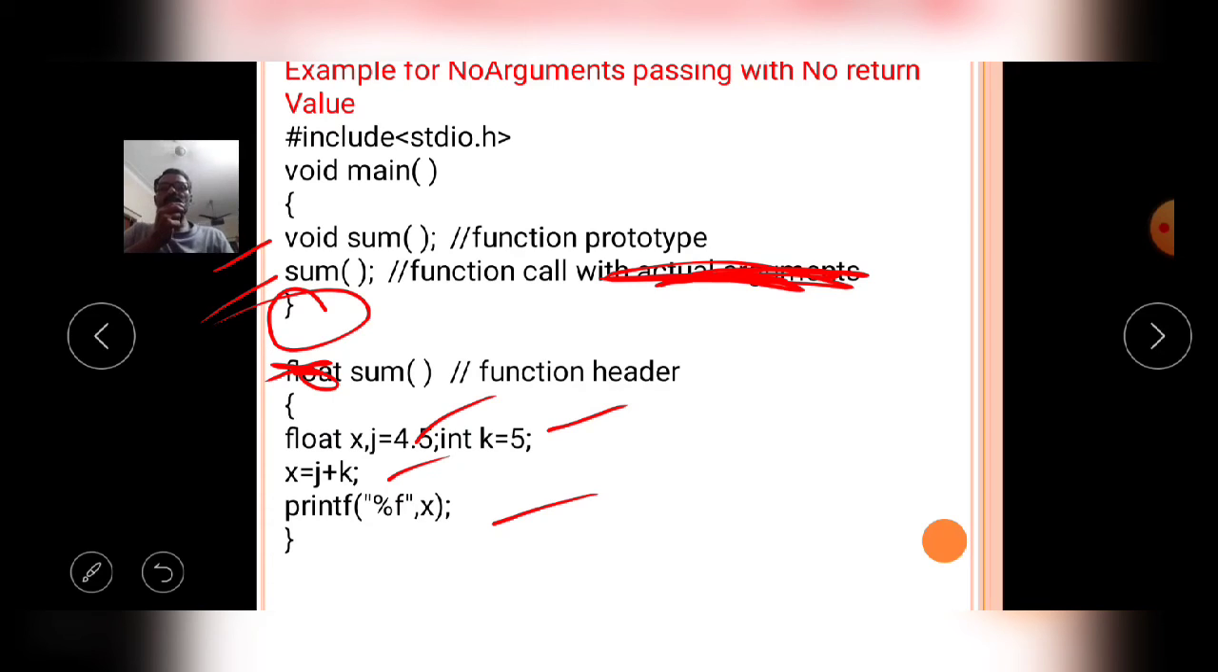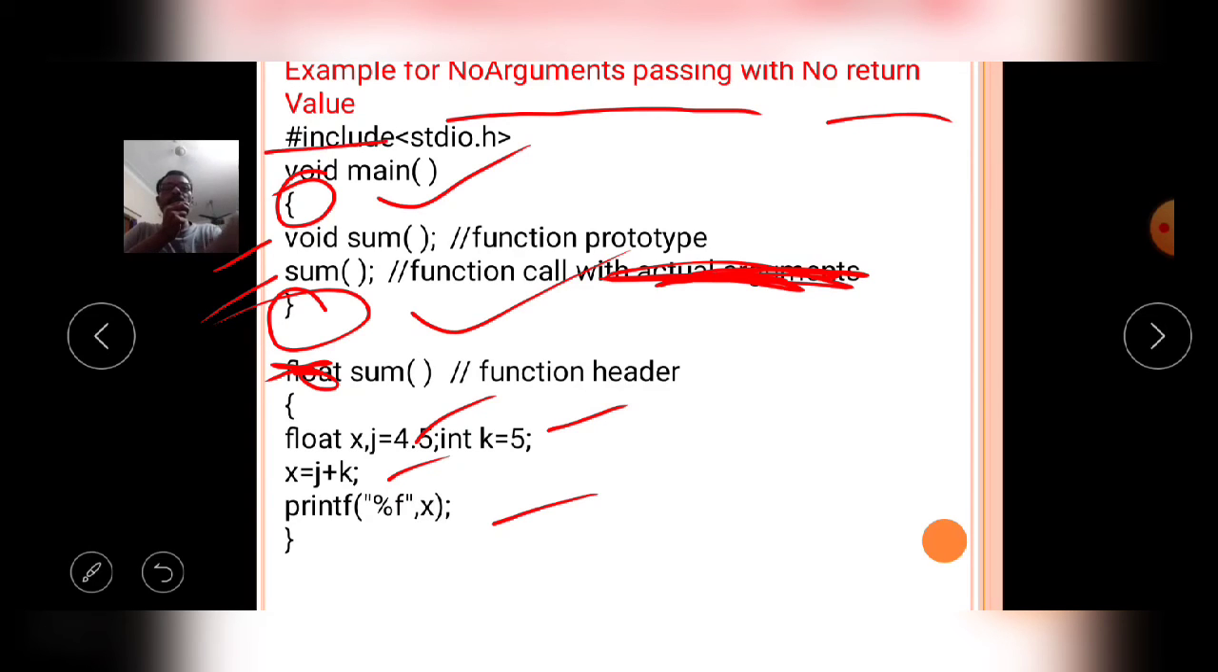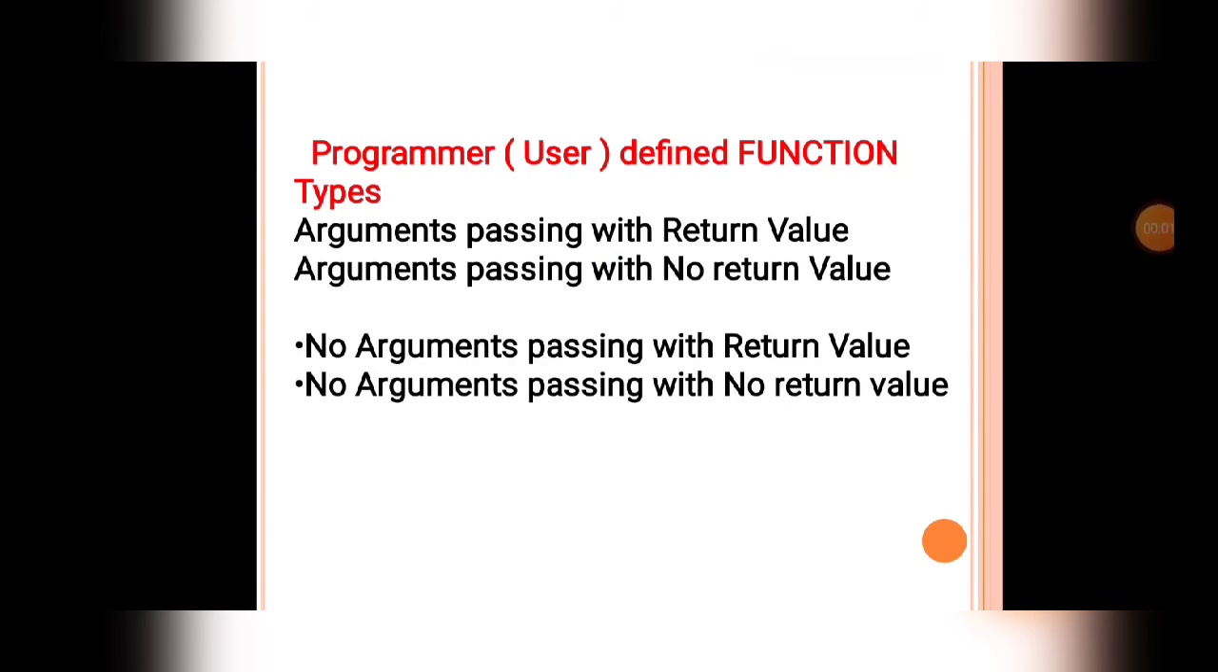Then the closing curly brace means the program ends. C program execution starts in the main function and ends in the main function only. Like that, the user defined function sum in this example is in the form of the no argument passing with no return value concept.